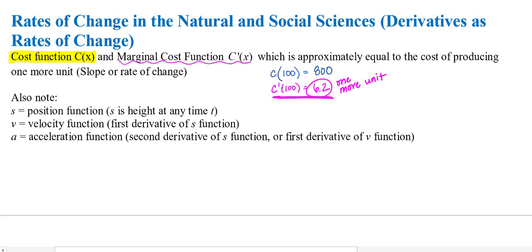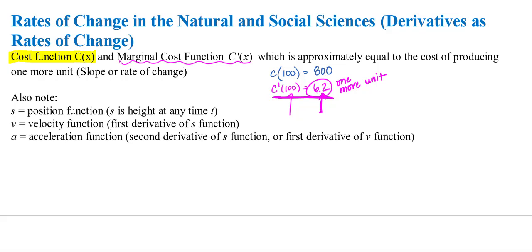So my marginal cost just tells me, since that's my instantaneous rate of change, right, x equals 100 or an input of 100, it's telling me my instantaneous rate of change about right there is about 6.2. So if my slope was 6.2, that means I rise 6.2 for every one I run over.